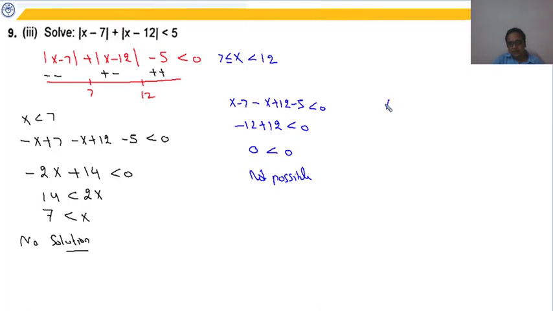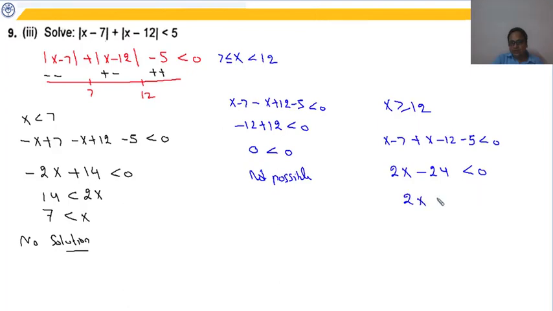Third case, we assume x is greater than or equal to 12. So both the mods become positive. We get x − 7 + x − 12 − 5 < 0. x plus x becomes 2x. 12 and 7 is 19, and 5 is 24. It becomes −24 < 0.